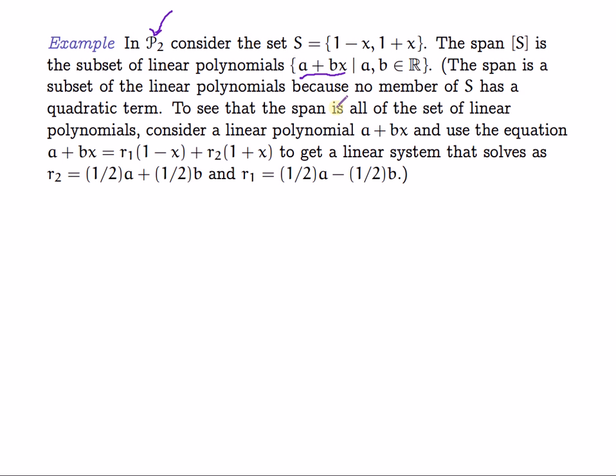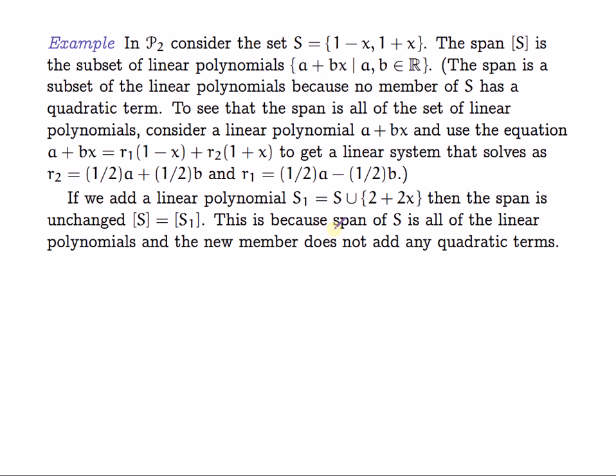And you can prove that mathematically. To see the span as the set of all linear polynomials, consider a linear polynomial a plus bx. Then I write a plus bx as a linear combination of these two polynomials, and I can solve for the coefficients in such a way that a plus bx is a linear combination of these two linear polynomials.